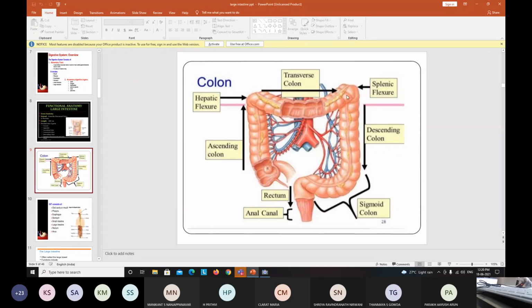This is also called the splenic flexure. Why? You already know the relation of the spleen. So here, the left colic flexure has a relation with the visceral surface of the spleen. Yes, splenic flexure. Now this is the descending colon. Now this is S-shaped, the sigmoid colon. Now it continues as the rectum, then the anal canal.